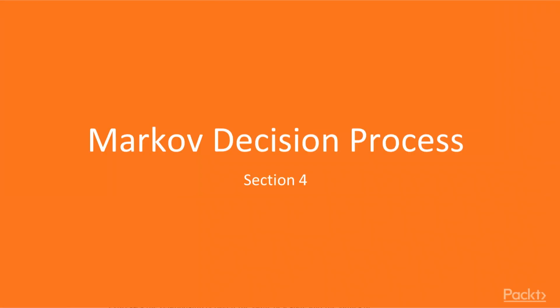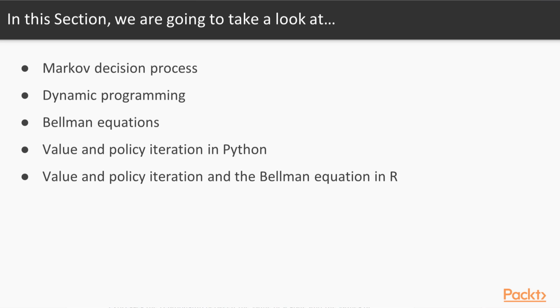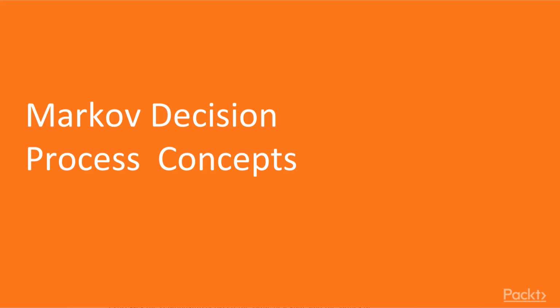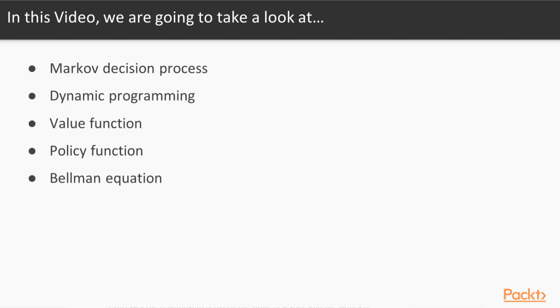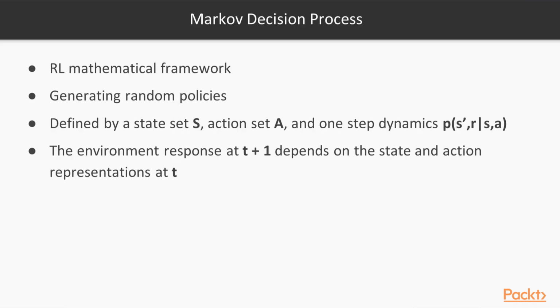The Markov decision process. In this section, you will learn about the Markov decision process, dynamic programming, Bellman equations, value and policy iterations in Python, and the value and policy iteration in the Bellman equation in R. Markov decision process. In this video, we will learn about the Markov decision process, dynamic programming, value function, and the Bellman equation.